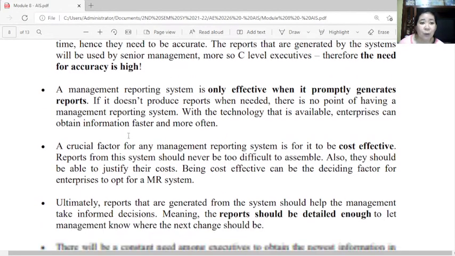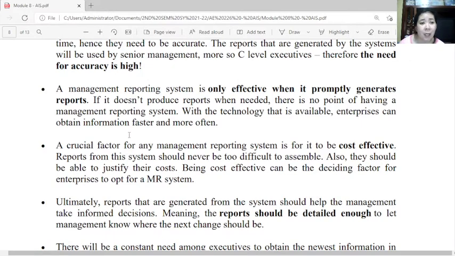A management reporting system, or MRS, is only effective when it promptly generates reports. If it doesn't produce reports when needed, there is no point of having this system, because this is the very essence of having an MRS. But with the help of technology, this is available, so the enterprise can obtain information faster and more often. So, thanks to the technology, which aids our MRS.